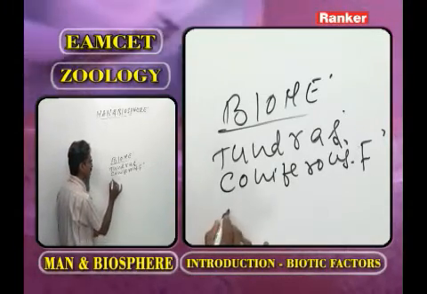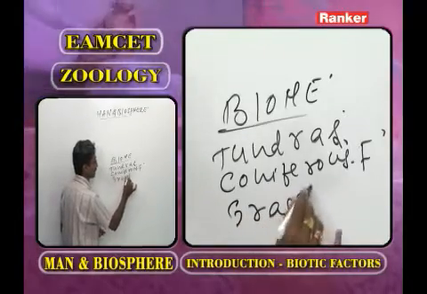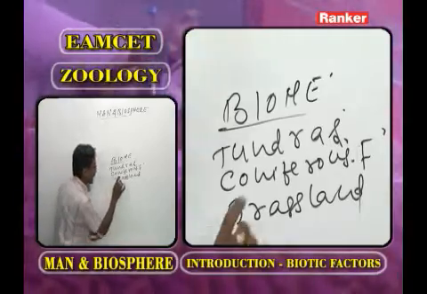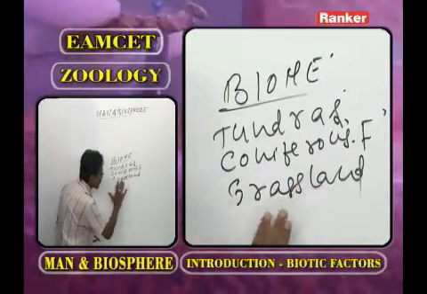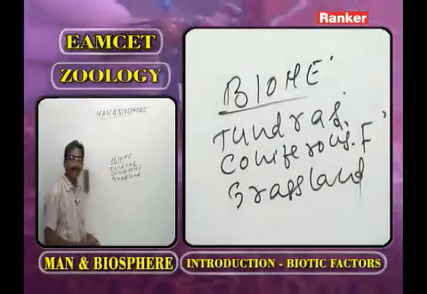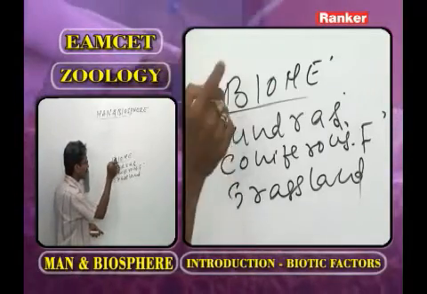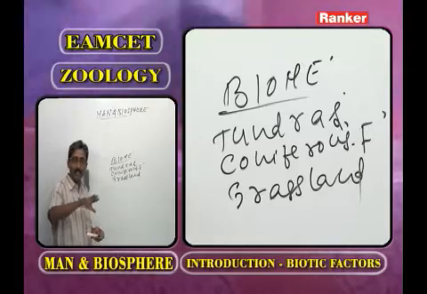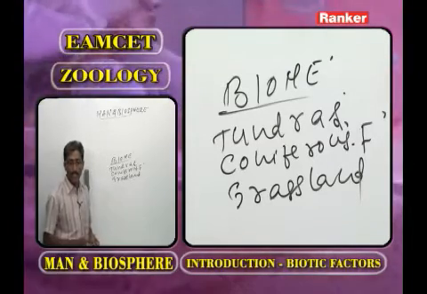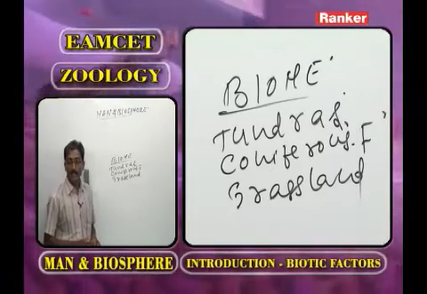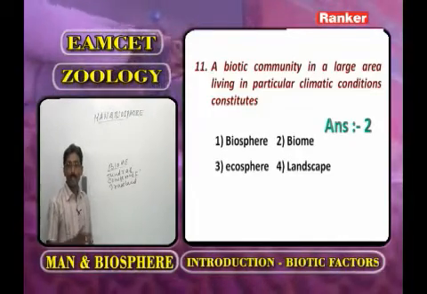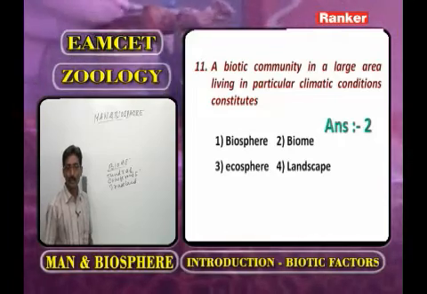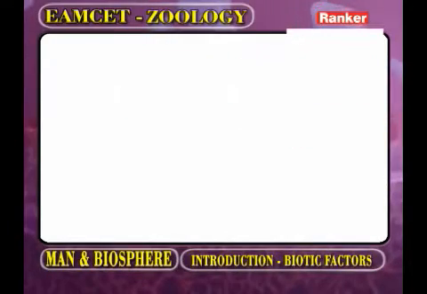And the third example we call grassland. Now, grassland, it is also a biome. It is an area in which what is predominant? The grass is predominant. So this biome is called grassland. So biome is an area having particular climatic conditions. Now here the question: a biotic community in a large area living in particular climatic conditions constitutes. The correct answer is the biome. Now we go for the next question.